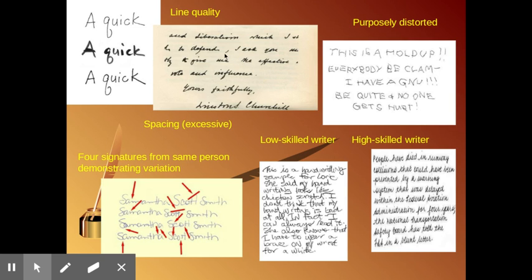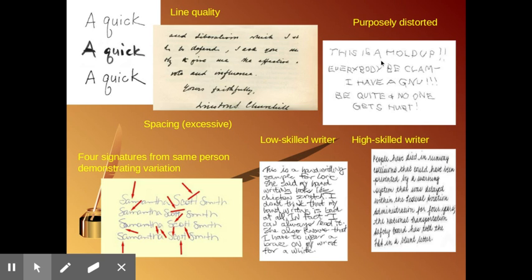They put the comma here. Like for me, I'd put a comma right here, but this person puts all this space between even their period and the last word. This one, maybe a purposely distorted one.